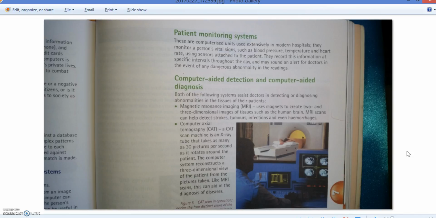Then we have a CAT scan, or computer axial tomography. This is basically an X-ray machine that can take many pictures. A computer system then uses all of these still images to reconstruct a 3D view of the patient. Again, the CAT scans can also be used to diagnose diseases.